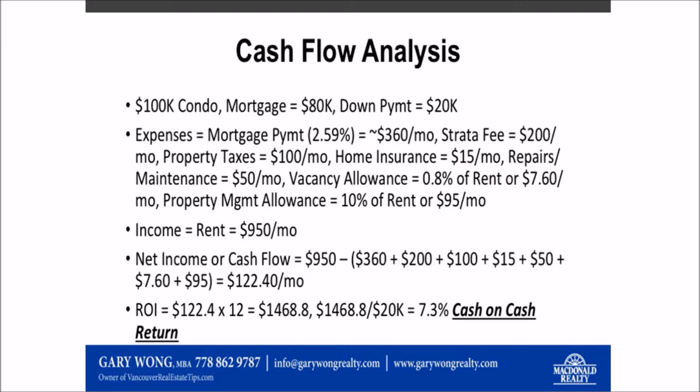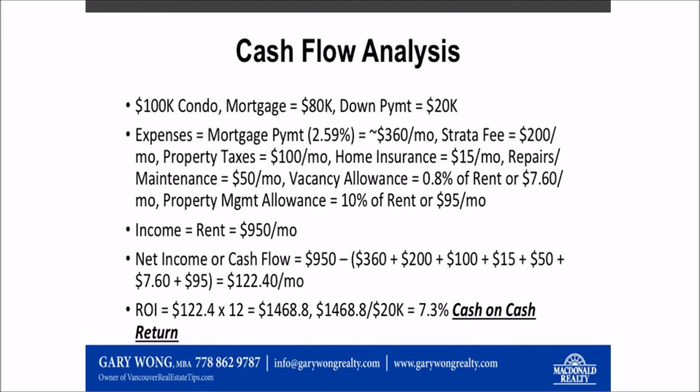This is an actual example. Actual example, you can buy it today. Okay, $100,000 condo in Abbotsford, 2-bedroom, 1 bath. The mortgage would be 80%, $80,000. Down payment, $20,000. Your expenses, the mortgage payment based on a 2.59% interest is about $360 a month.